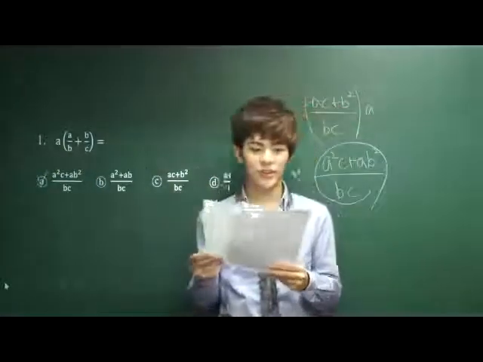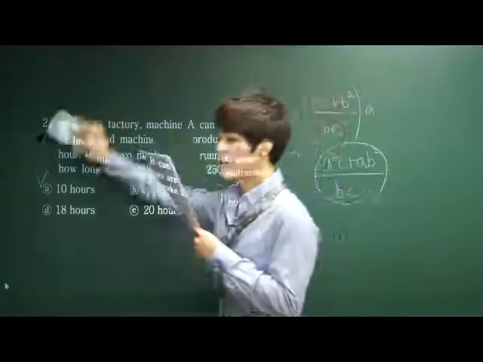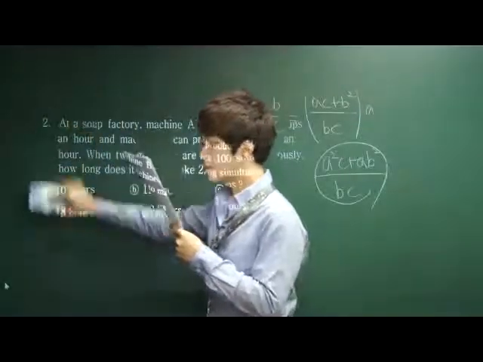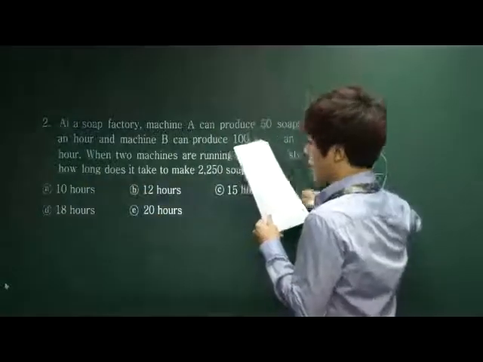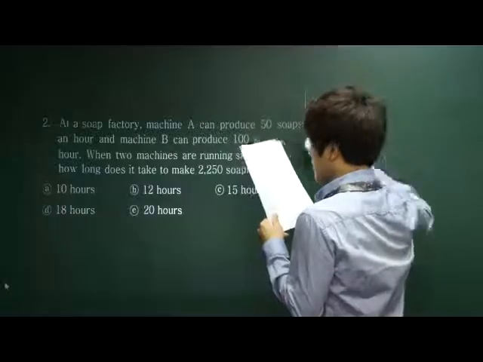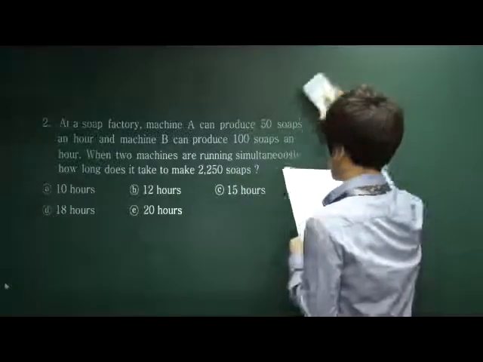Okay, let's move on to the next question, number 2. Number 2 says, at a soap factory, machine A can produce 50 soaps an hour and machine B can produce 100 soaps an hour. So when two machines are running simultaneously, how long does it take to make 2,250 soaps?